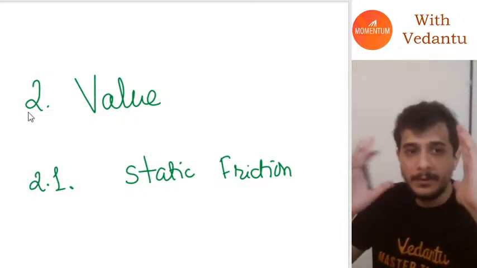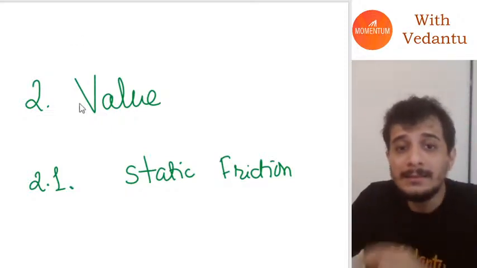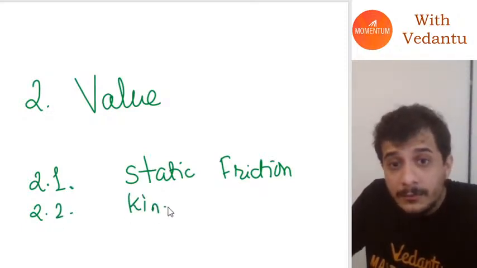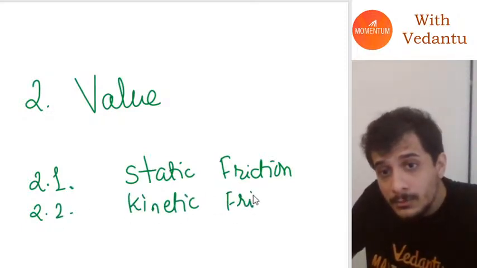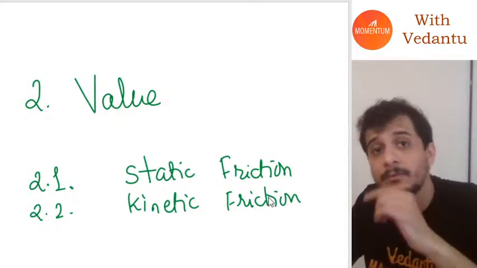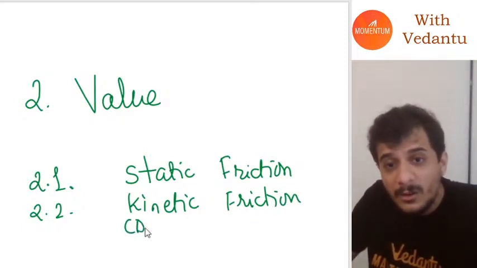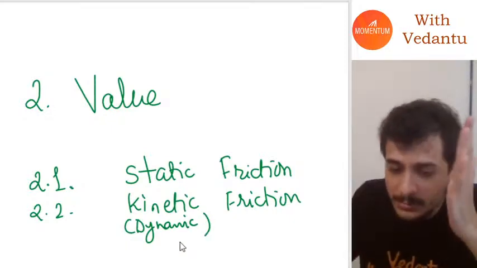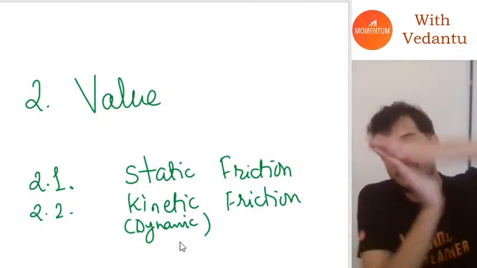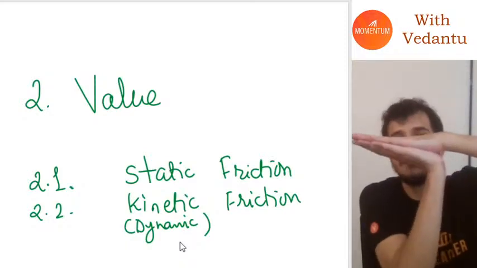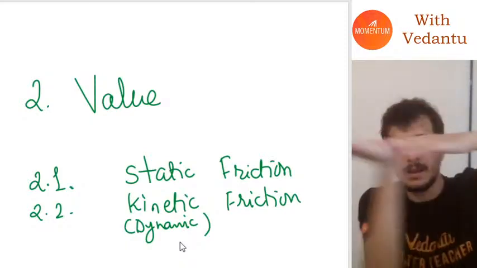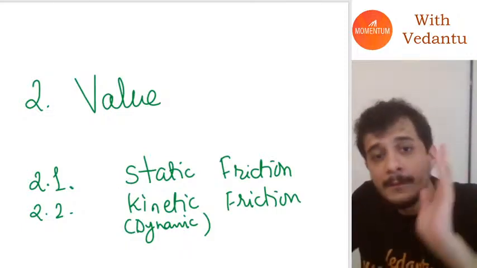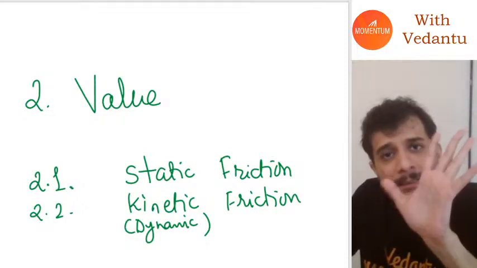Now, guys, I think everybody knows that there are two different types of friction: static friction and kinetic friction. Kinetic friction is also sometimes called dynamic friction. When two surfaces are not sliding with respect to each other, it's called static friction. If they are sliding, it's called kinetic friction. So let's talk about the value for each of them properly.